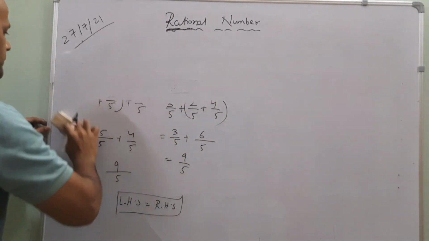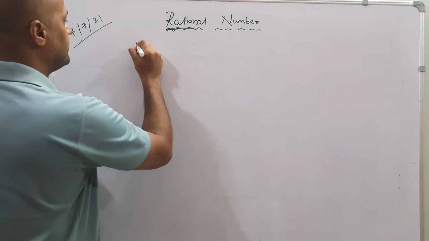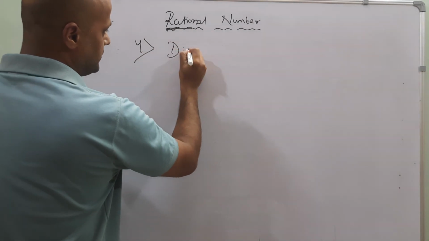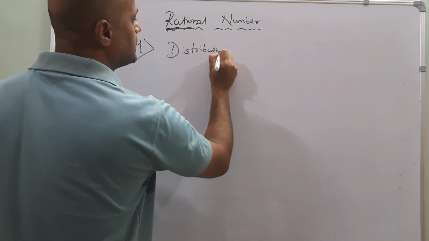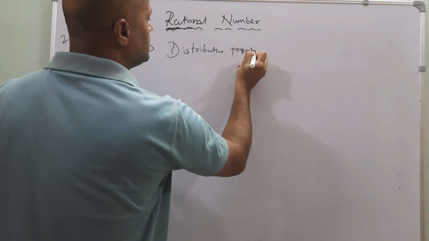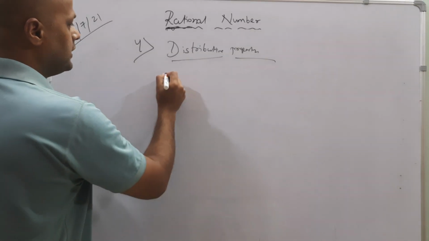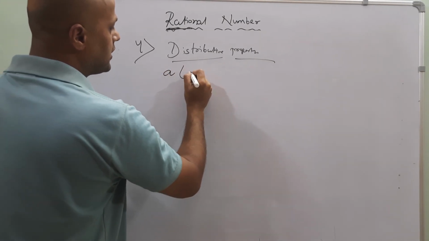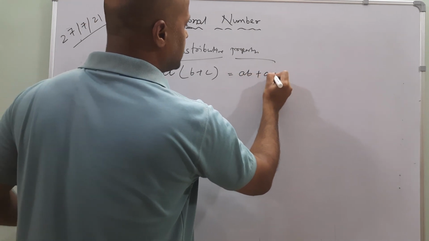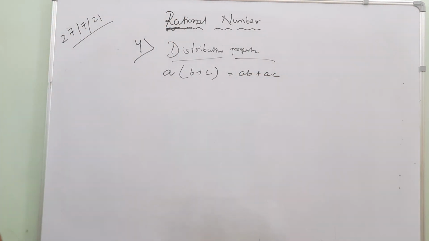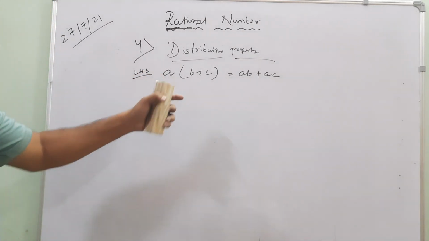What is the last property of the rational numbers? The last property is called the distributive property. What is that? Distributive property. Okay? Now what is distributive property? Here it is saying that if the rational numbers are in the form like this, then the rational numbers follow the distributive property. This is in the case of addition. Okay? Now check it.